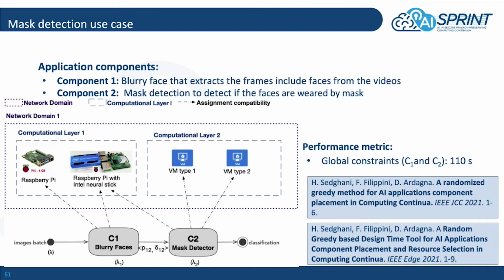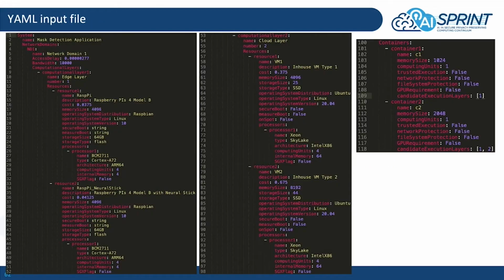The first component in our setup can alternatively be run on a Raspberry Pi with or without an accelerator, while the second component, the mask detector, since it is more computing intensive, can run, in the design space exploration, on the Raspberry Pi with accelerator or in two different VM flavors. The information of candidate resources is provided in the YAML file.